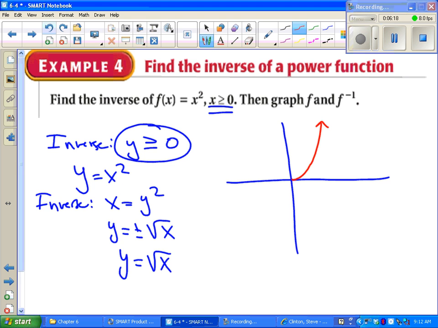Now for our square root of x, this guy, we know how to graph that also. If you're not sure how to graph square root of x, you can make a table of values and get it pretty fast. Last thing I want to mention on this problem, as always, an inverse is always a reflection across the line y equals x. If it doesn't look like a reflection across y equals x, you probably did something wrong.